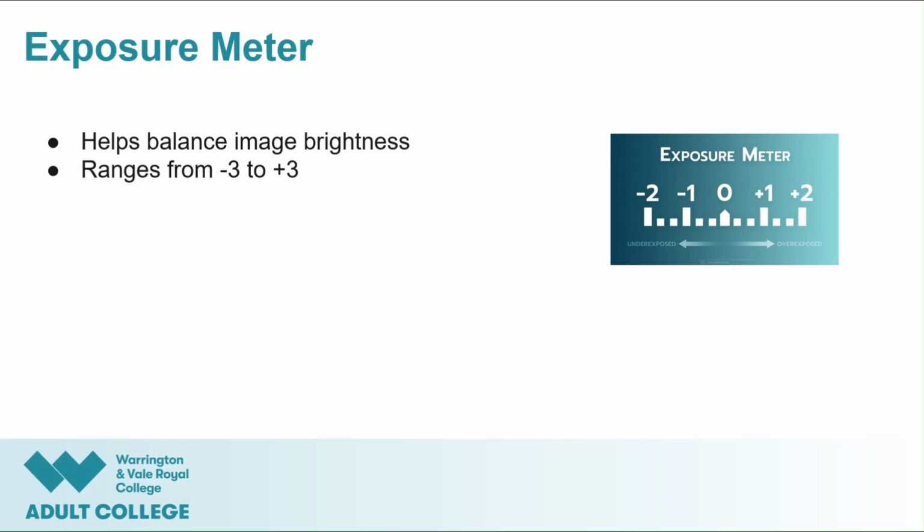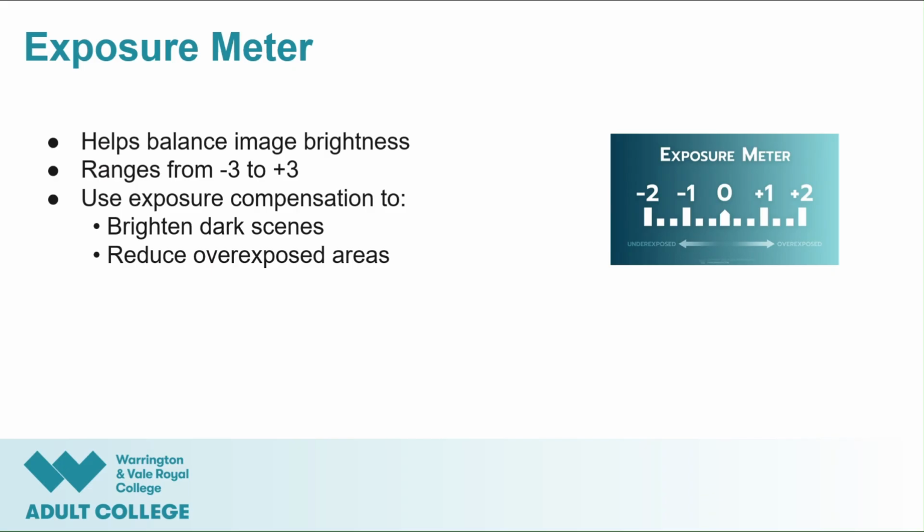So there is a sliding scale of -3 right through to +3. Minus is for darker, positive is for lighter, and you can obviously change the scene accordingly. And it does, in essence, allow you fine-tuning at the actual point of taking the photograph.